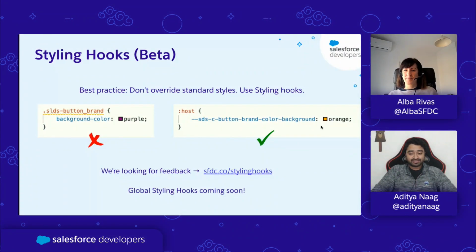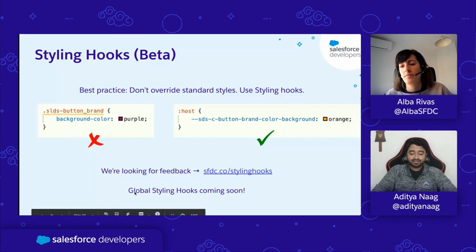So use styling hooks as much as possible, and we are always looking for feedback, as you know. We have rolled out styling hooks for quite a few components now, but in case you have a component for which you don't find any styling hooks, let us know. And if more number of you request for the same component, we are going to prioritize that. It's as simple as that. We are looking at you to decide what components that you want styling hooks for. And exciting news, global styling hooks are coming soon.